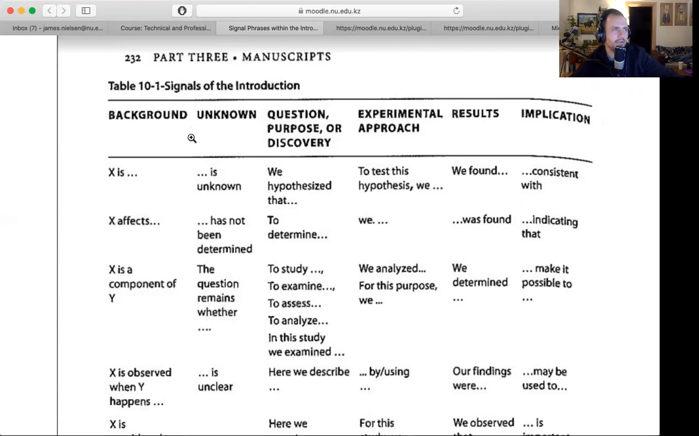Let me look at my notes here to make sure I hit every important point. All right, yep, we hit all those.